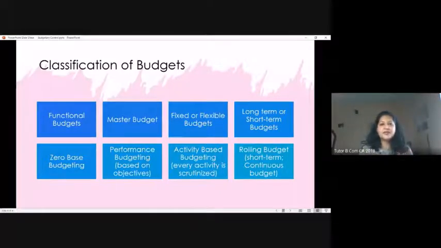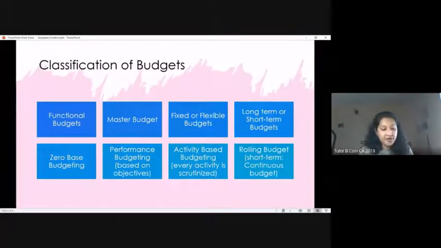Okay, so these are the basic classification of a budget, the one which I put in dark blue color. So functional budget, which talks about planning for various functions of the organization. And you might ask me, is a budget a quantitative or qualitative concept? Definitely a budget is a quantitative aspect. Everything which can be expressed in numbers, that's what normally you plan for. You don't put qualitative terms into a budget.